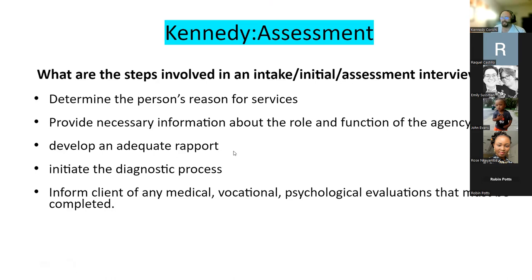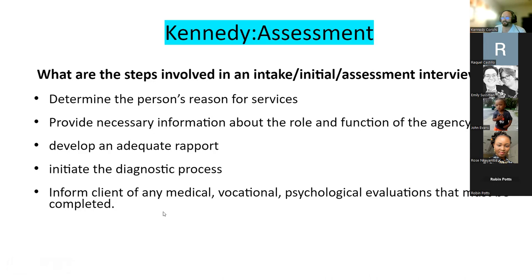With that, you're building an adequate rapport. You want to know about the client, if you're the one that referred them into those services. Then initiate the diagnostic process. That's where we start using those tools that are being mentioned in the group chat. And then inform the client of any medical, vocational, or psych evaluations that must be completed.